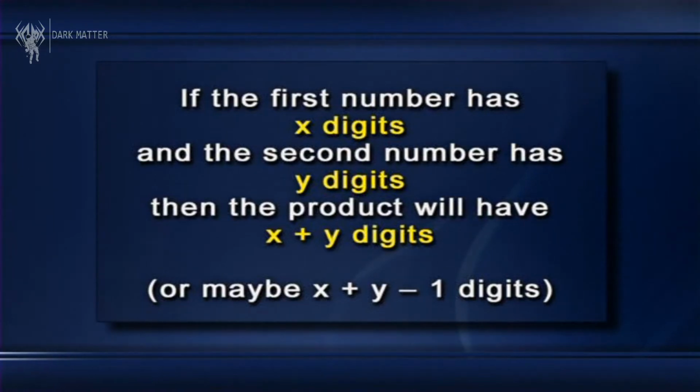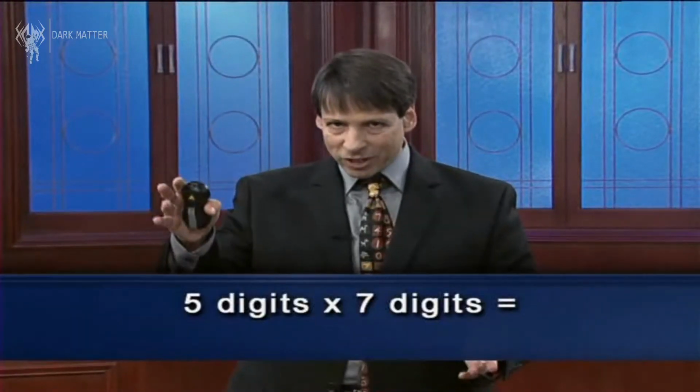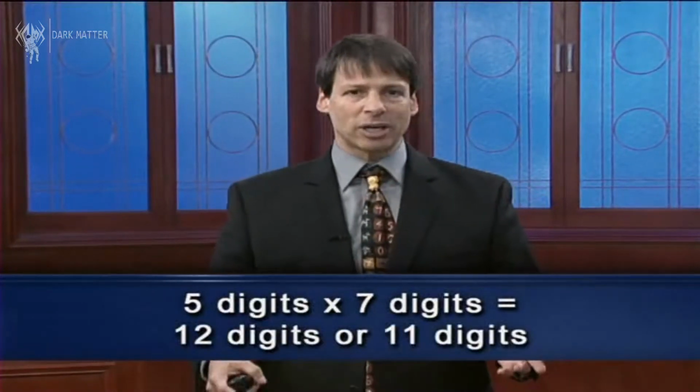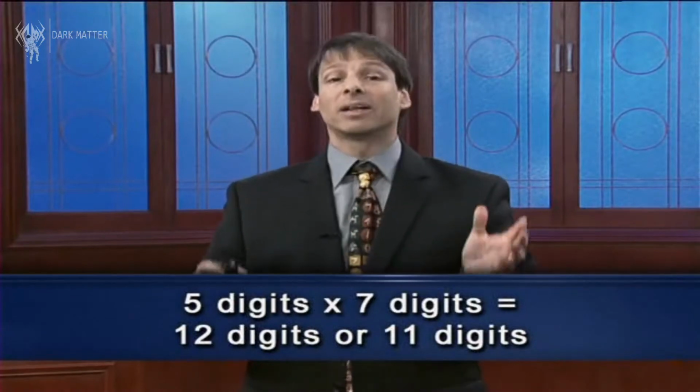Let me say that in English. The length of the product is the sum of the lengths, or maybe one less. So, for example, if we multiply a 5-digit number by a 7-digit number, then the answer must have how many digits? A 5-digit times a 7-digit is going to be a 12-digit number, or maybe one less, 11 digits. So it's a 12-digit or 11-digit number. So which one will it be? The longer or the shorter number?